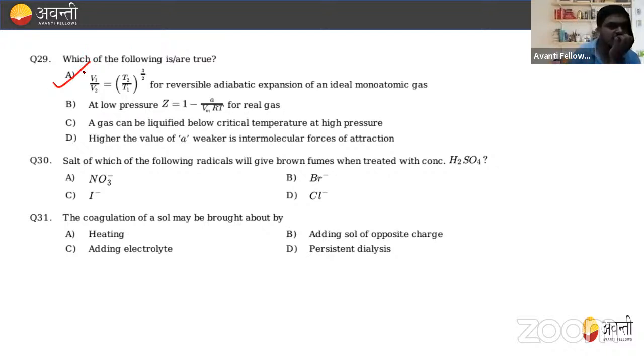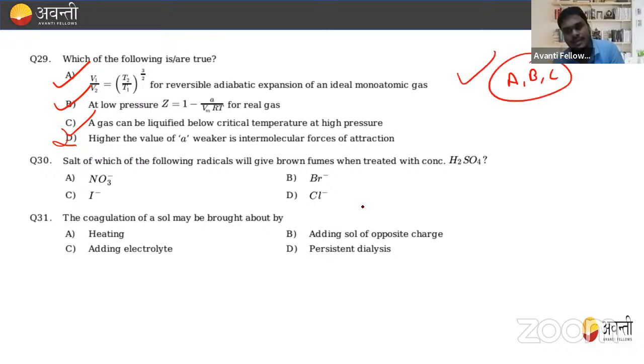The next is at low pressure Z is equal to 1 minus A upon VRT. This is also correct about the compressibility factor. Now, the next is a gas can be liquefied below its critical temperature. Obviously, it will be liquefied below its critical temperature at a high pressure, and the lower the value of A, the weaker the intermolecular force. So the correct option is A, B, C. So A, B, and C, these three are the correct.